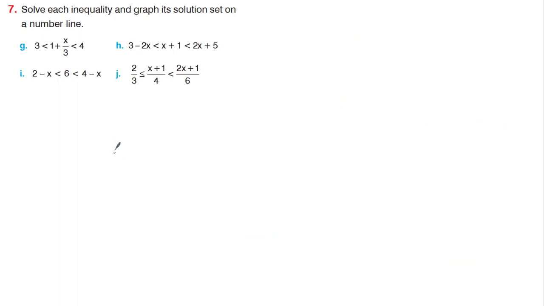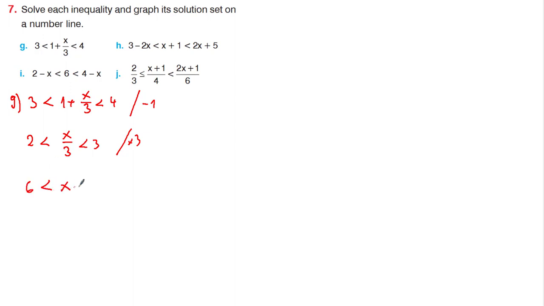And we have some more exercises of the same type. Under G, we get 3 is less than 1 plus x over 3 is less than 4. Let's subtract 1 from both sides. 2 is less than x over 3 is less than 3. Multiply both sides by 3 to get rid of the denominator. So x is between 6 and 9, excluding both 6 and 9.